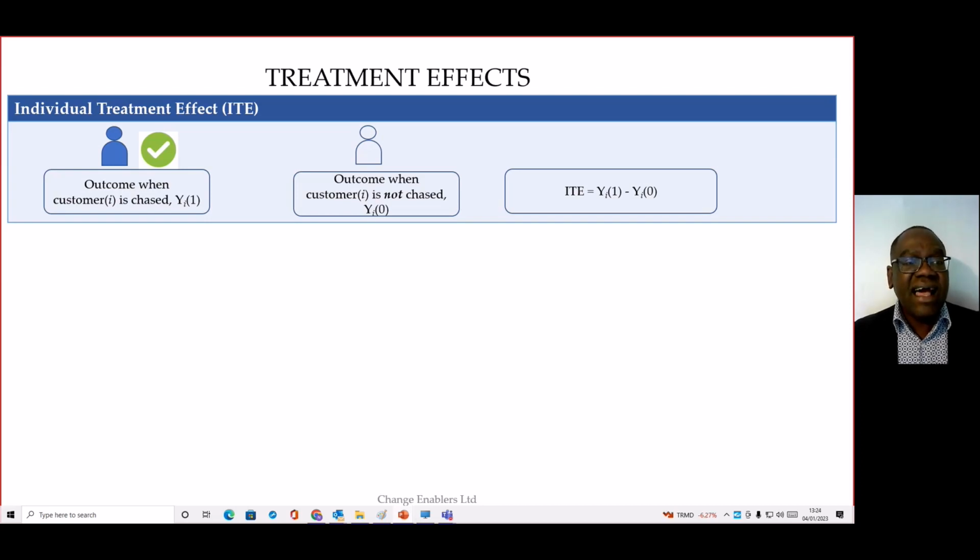In our example, our treatment effect is the difference between when an individual is chased, say they accept, and when they are not chased, say they decline the loan offer. In that case, we say that chasing the client has a positive treatment effect. However, there could also be a neutral treatment effect where chasing the customer doesn't make a difference, or a negative treatment effect where chasing the customer has an effect opposite to the one we intended.